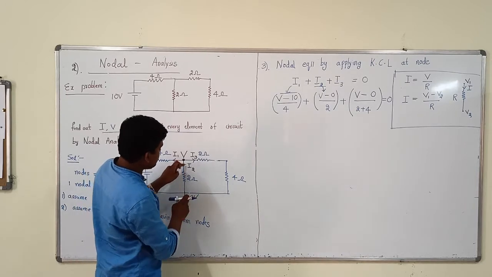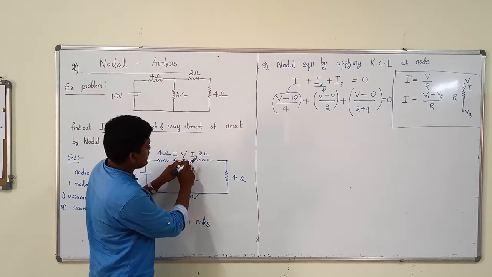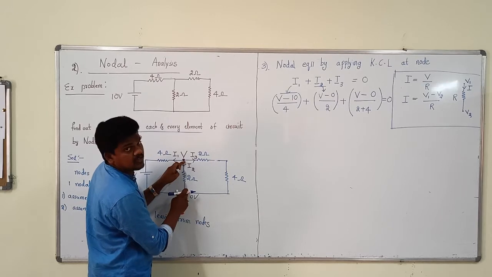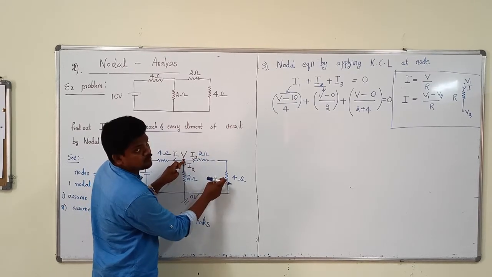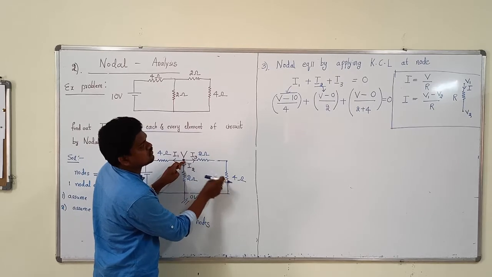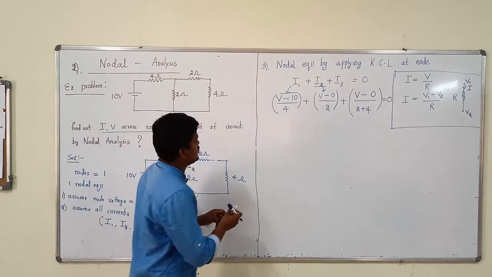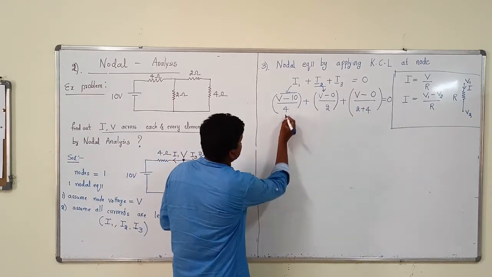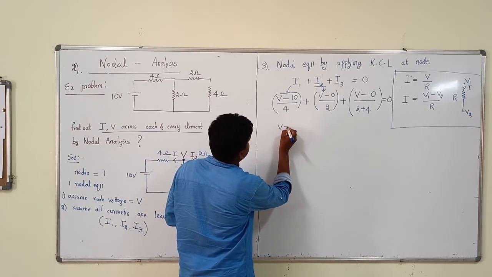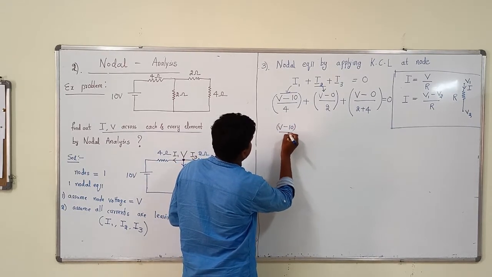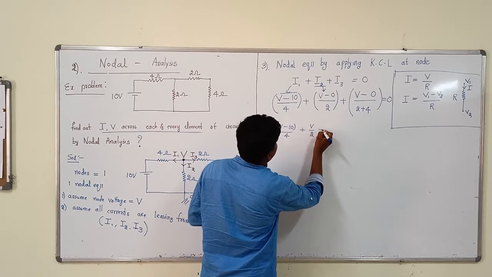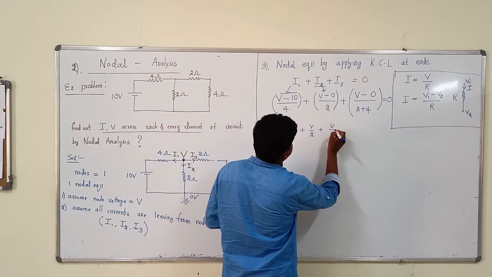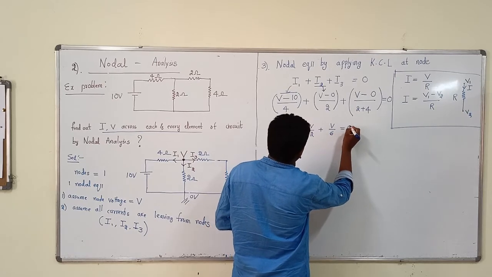Next, between V and here, the I3 current flows this way, so V minus 0 by 2 plus 4, because both are in series connection. Now simplify: V minus 10 by 4 plus V by 2 plus V by 6.